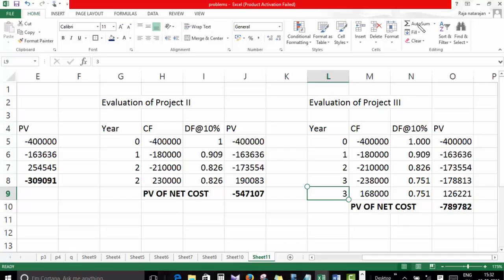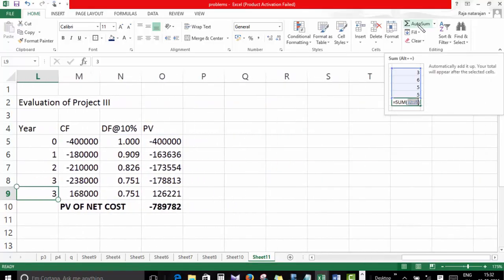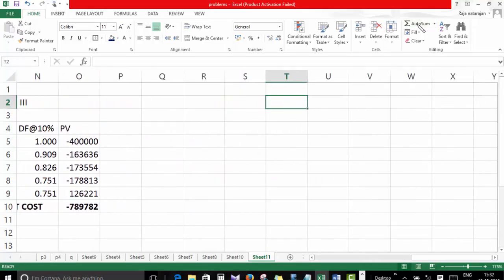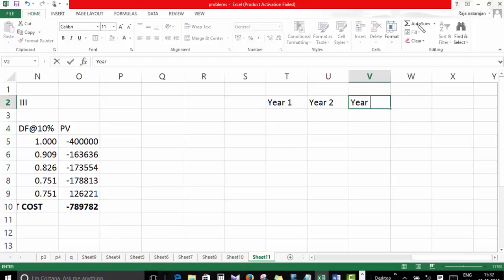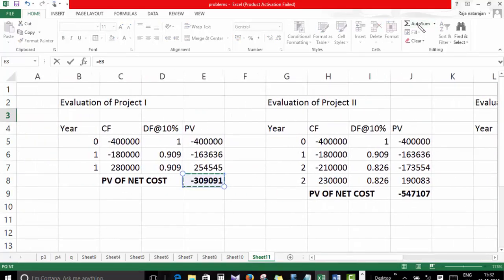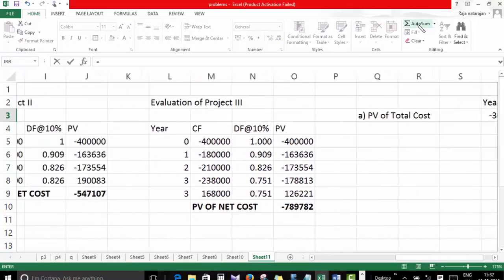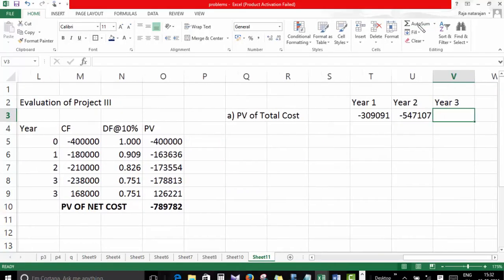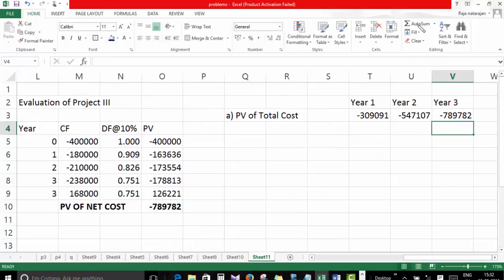What we have to do is we have to compare the present value of net cost in all the 3 projects. Let's do that. Okay, so let me capture all the projects. So if it is project 1, we'll be disposing of at the end of year 1. If it is project 2, we'll dispose at the end of year 2. If it is project 3, we'll dispose at the end of year 3. So let us write what is the present value of total cost. If it is project 1, the present value of total cost is 3,09,000. Okay. If it is project 2, it is 5,47,000. And if it is project 3, it is 7,89,000.